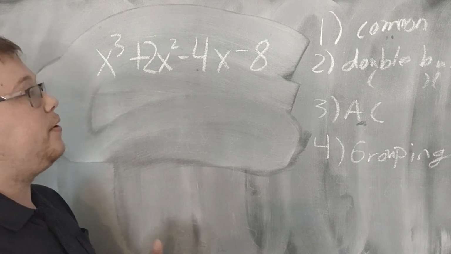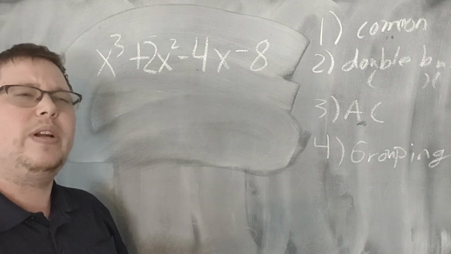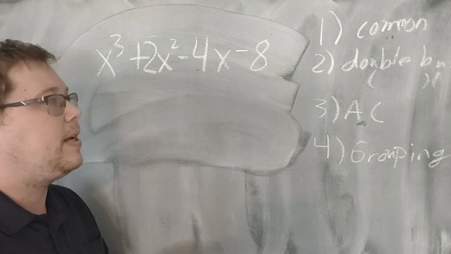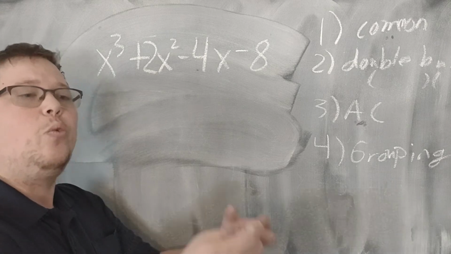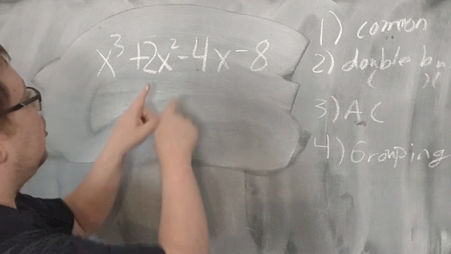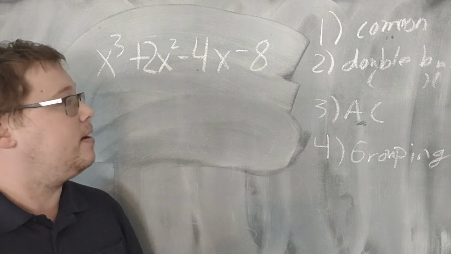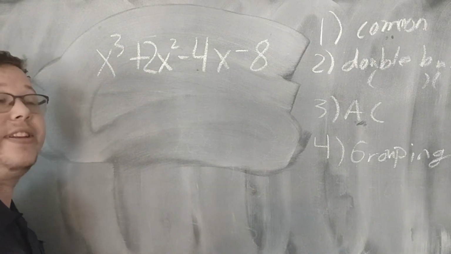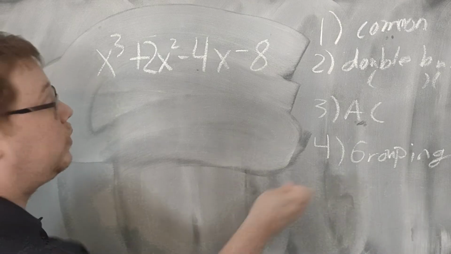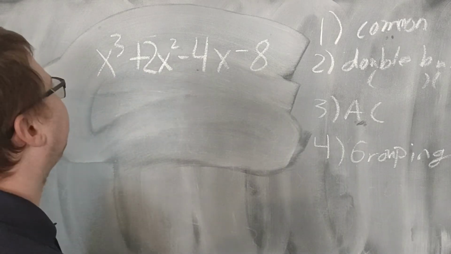Grouping, if you followed the AC method, really isn't anything new, because for the AC method, we multiplied A times C, we split it up into two parts, and then we factored by grouping. So you actually already know how to factor by grouping if you watched that video. So let's do that here and just see what we find.